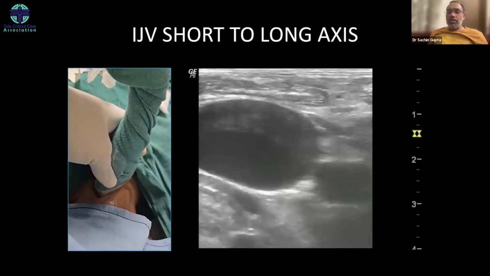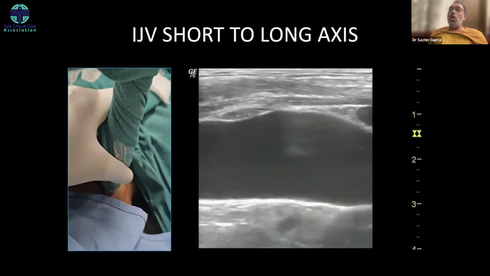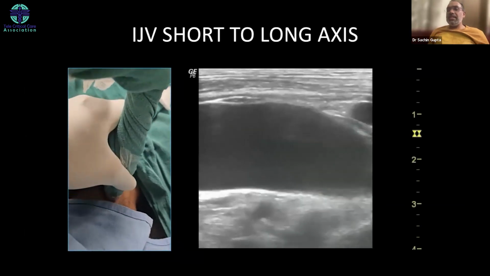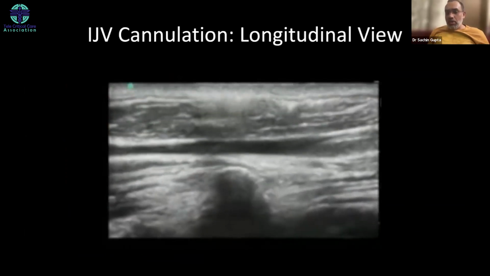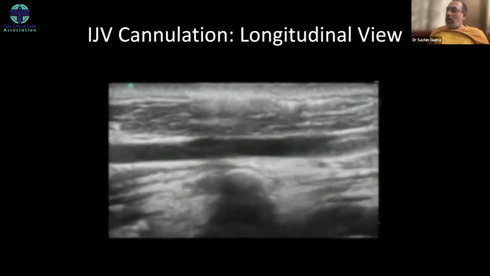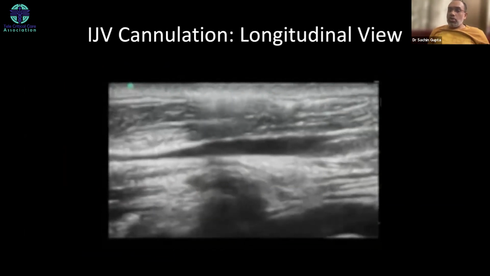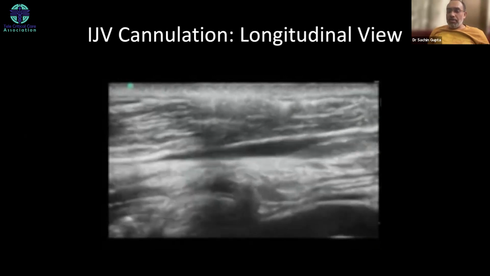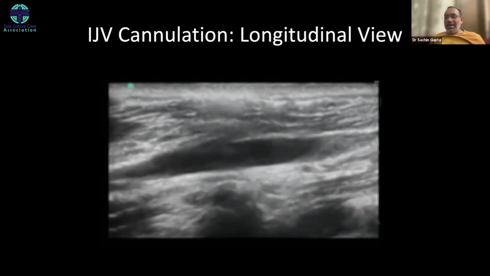See, this was transverse, and we have just rotated the probe, if you can see on the video, and we have converted to a long axis where we see only one vessel. So this is the vessel that we are interested in, right? And this is how the cannulation happens. Again, here the entire shaft of the needle should be visible. So the local infiltration has happened, right? And then after that, we will start seeing the entire shaft of the needle coming in.